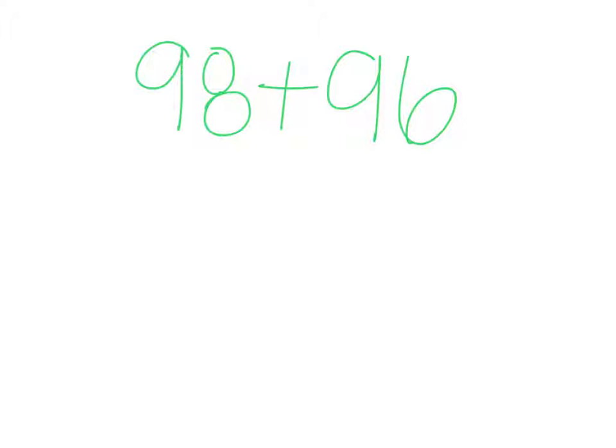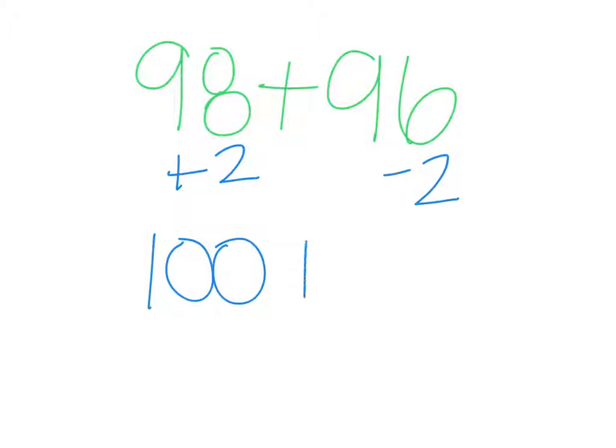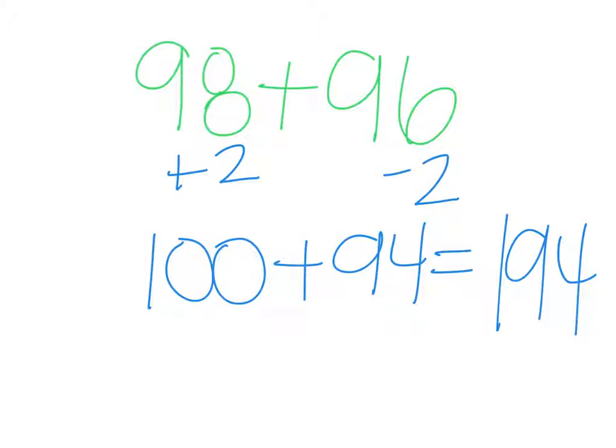I decided to use compensation because I saw that I could easily take 2 from this 6 and add it to my 8 over here, and that would make this side be 100 and this side be 94. And to me, adding 100 plus 94 is really quick and easy, and I came up with 194. Which method did you use?